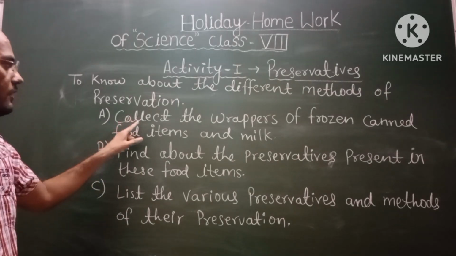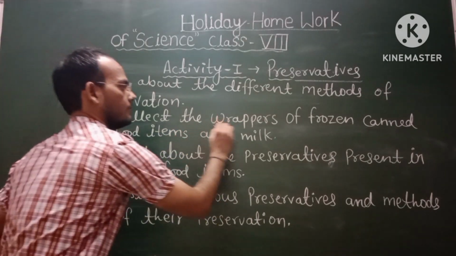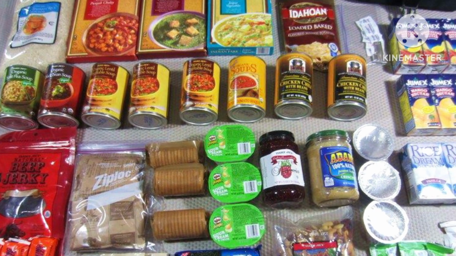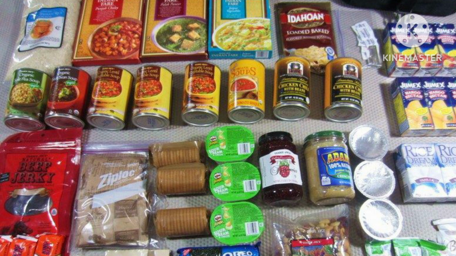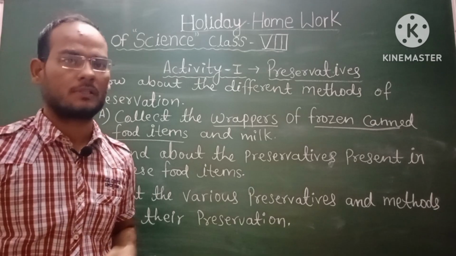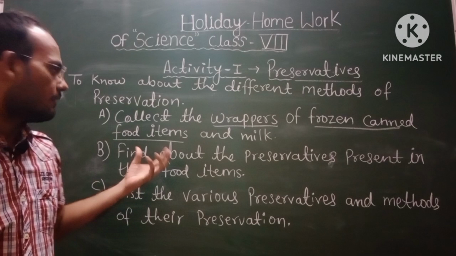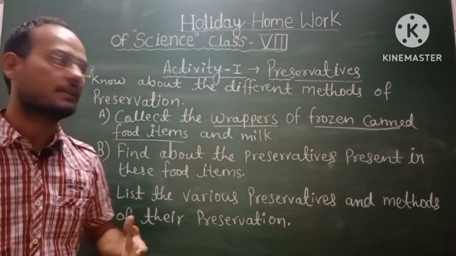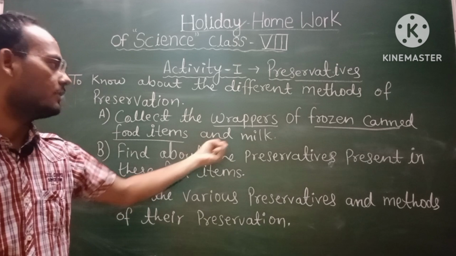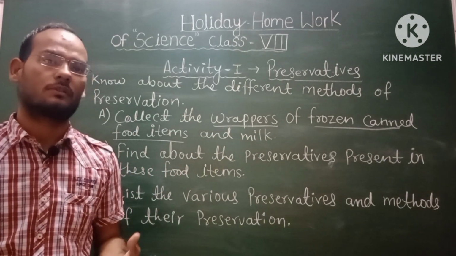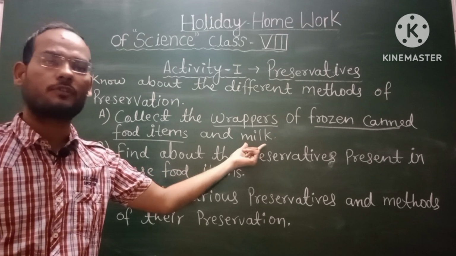The first point is you have to collect wrappers. Which type of wrappers? Frozen and canned food items. What is a frozen canned food item? You have seen the can in which pickles or any food items are stored, or items stored in the fridge. Such kind of cans you have to collect, and you also have to collect frozen food items like milk. So the milk wrappers also you have to collect.